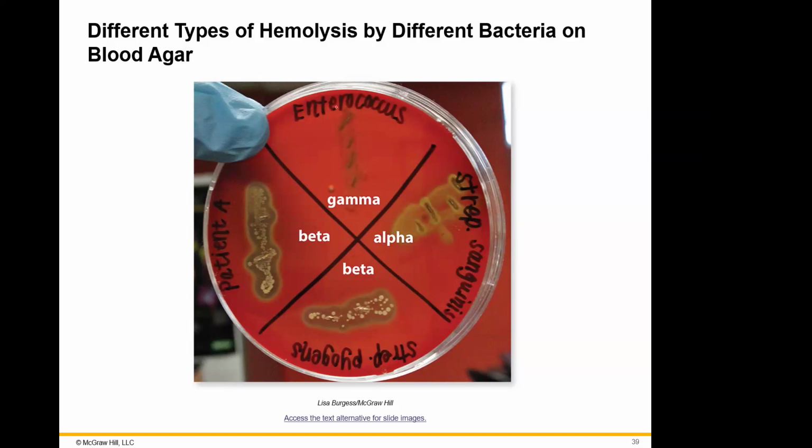So this is an enzyme that breaks down red blood cells. We've seen this picture before when we learned about alpha and gamma and beta hemolysis. The enzyme that allows for hemolysis to happen is an example of what we're talking about here, right? That would be damaging to you and your body.